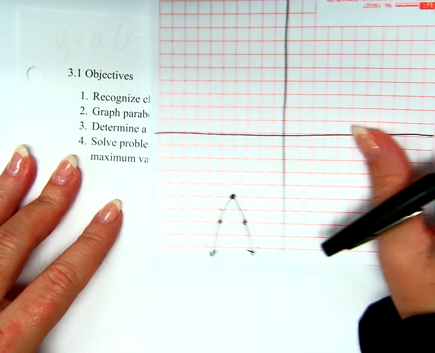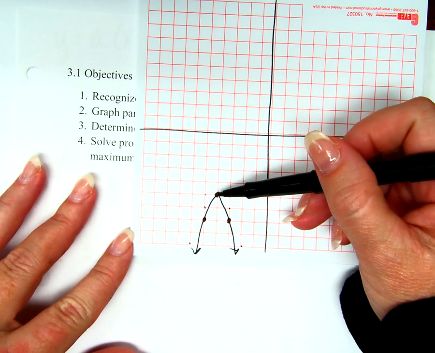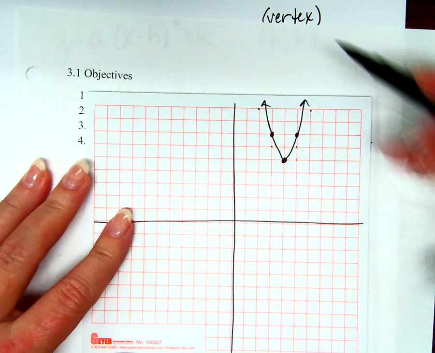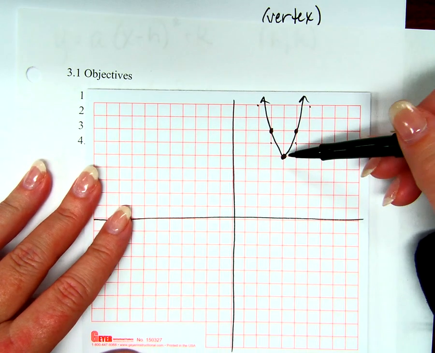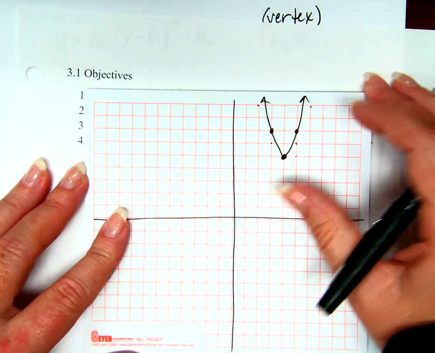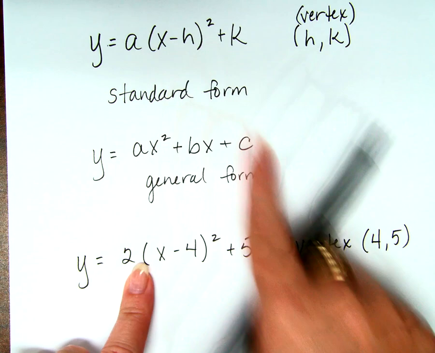If it opens this way, this is the maximum because that's the highest point that the parabola will get to. If it opens up, this is the lowest point it will get to, so that's the minimum. Okay? Now, this is all fine and good if we have standard form, right?